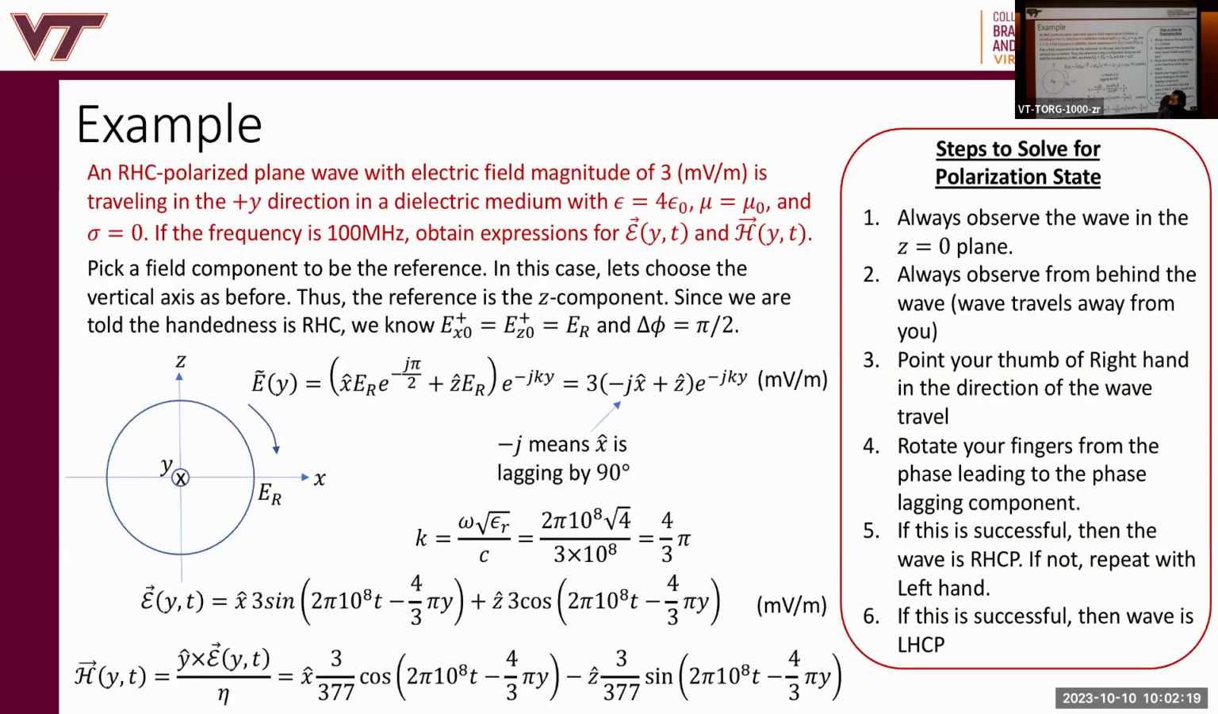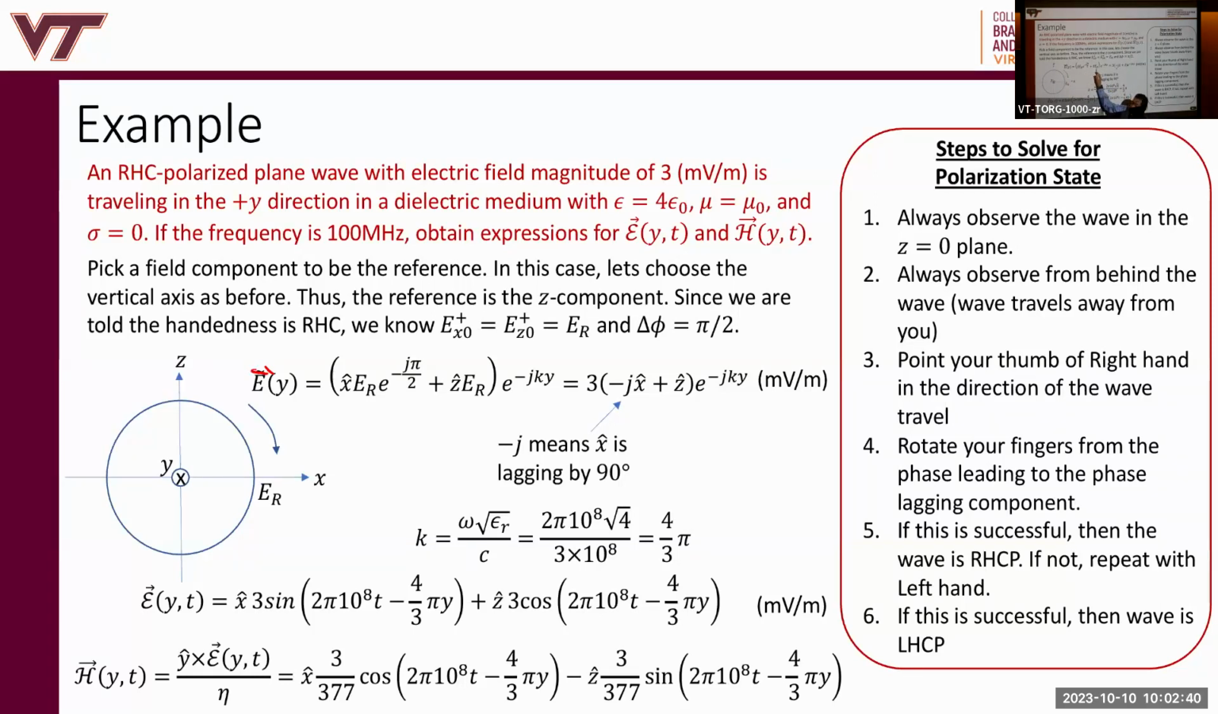So let's write down immediately what the electric field is. The electric field is a function of Y. Okay, so don't worry about this tilde. That should not be there. There should be a vector. The electric field as a function of Y is equal to X hat E_R e to the minus j pi over 2 plus Z hat E_R. So we have X and Z components here.